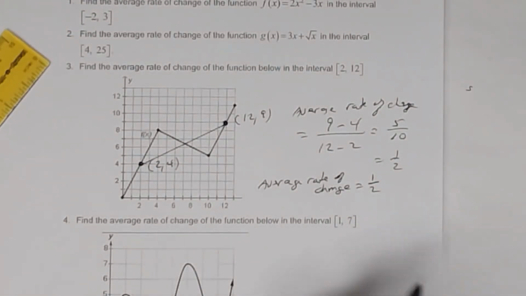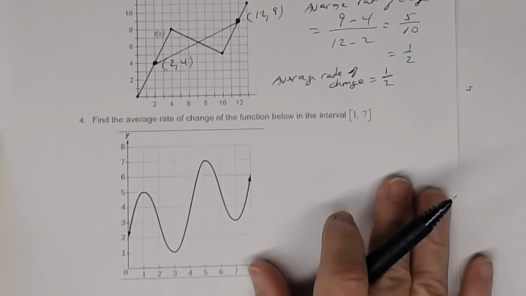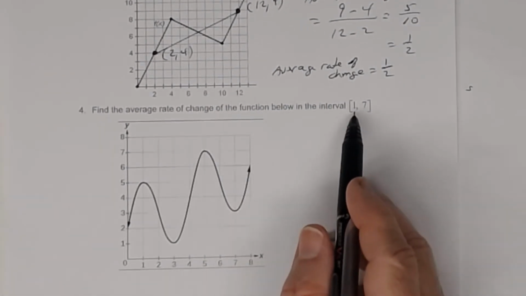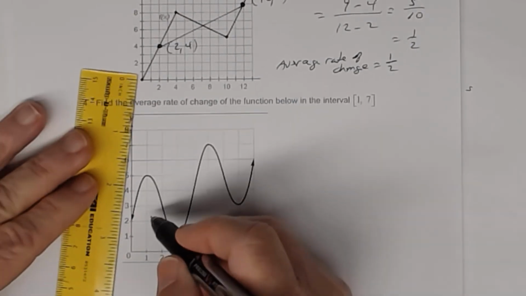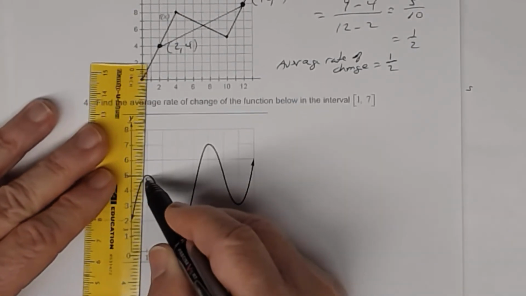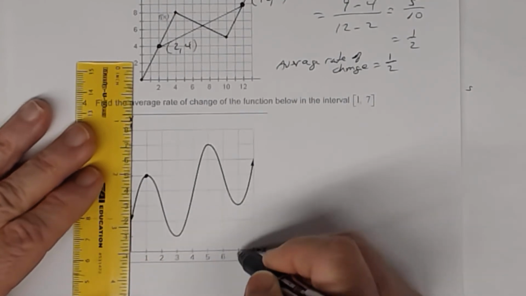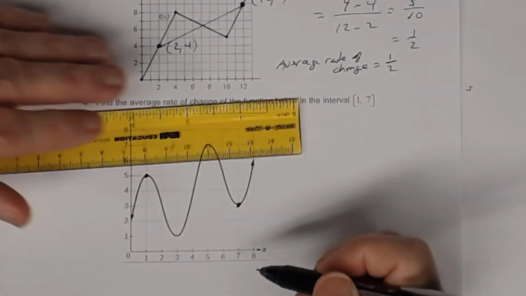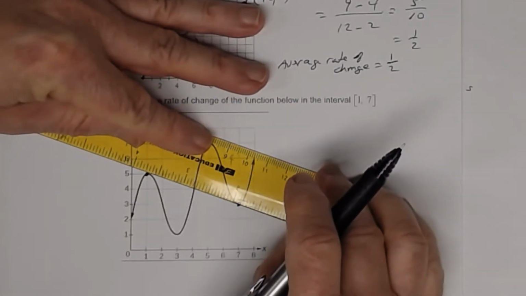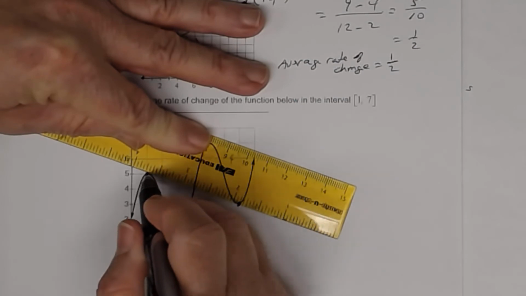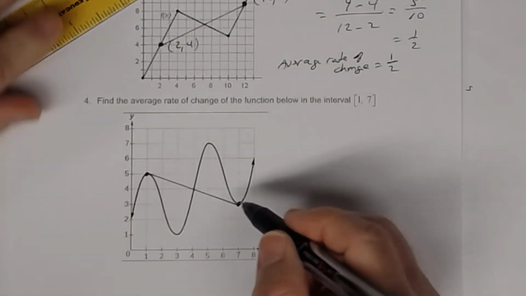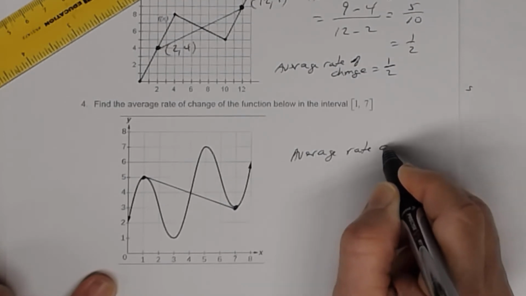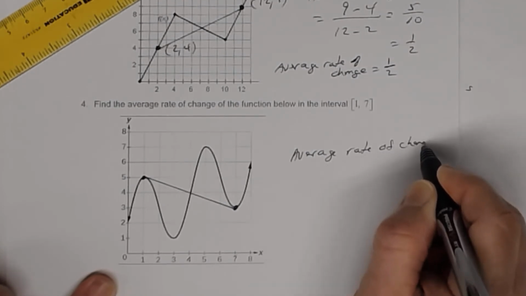All right, and let's look at this one. So now we have this function here. And so just like we did the previous one, let's go ahead and locate those points for when x is 1 and x is 7. So when x is 1, here's my point right here. And when x is 7, here's the point right here. And notice if I connect those 2 points, that segment is decreasing, right? So that segment's decreasing. So it means that when I find my average rate of change, that number should be negative.